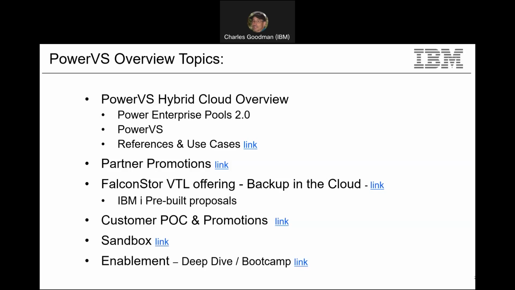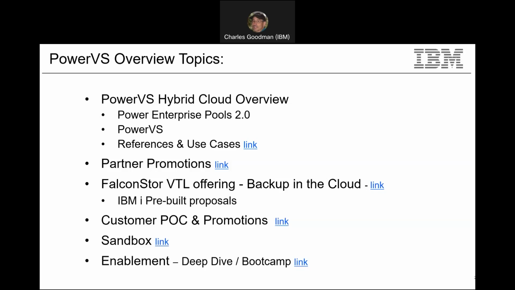So this is the agenda we will follow. We'll go through a little bit of an overview at first. As I mentioned, we'll talk about Power VS, and we'll talk about a partner promotion. We'll talk about our Falcon Store backup in the cloud offering, which is a great way for you to earn that promotion. We'll talk about some customer POCs and promotions that are available to them.